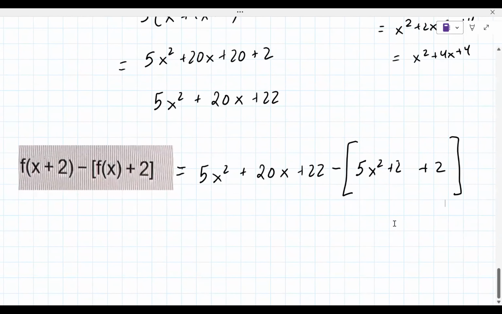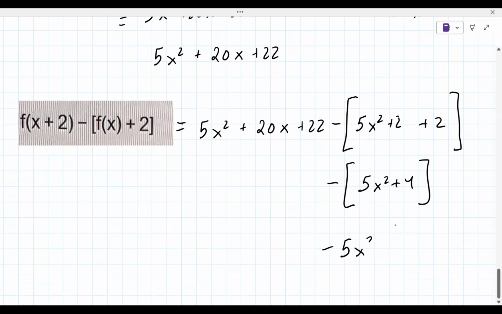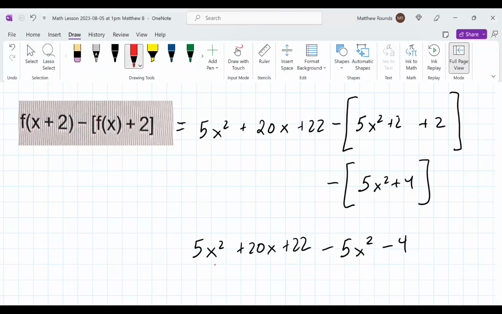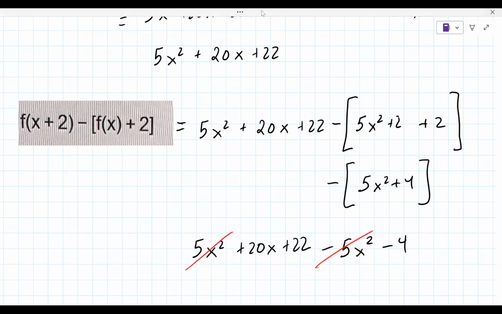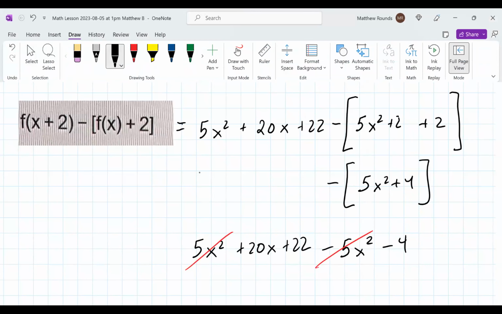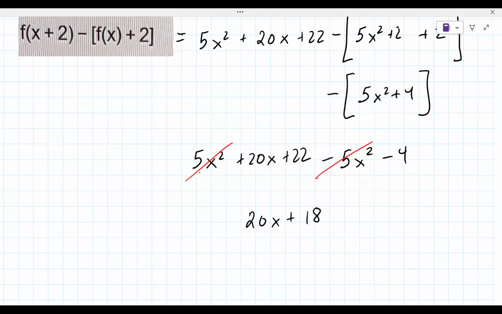On the right here, combine like terms. So it's 5x squared plus 4. And then you're negating both of those terms, so it becomes minus 5x squared minus 4. And then you bring all this other stuff down. Then you combine like terms. Your like terms are 5x squared minus 5x squared. Those go away. The 22 and the minus 4 becomes 18. And that would be your final answer for that. So a lot to do to just get to that point.